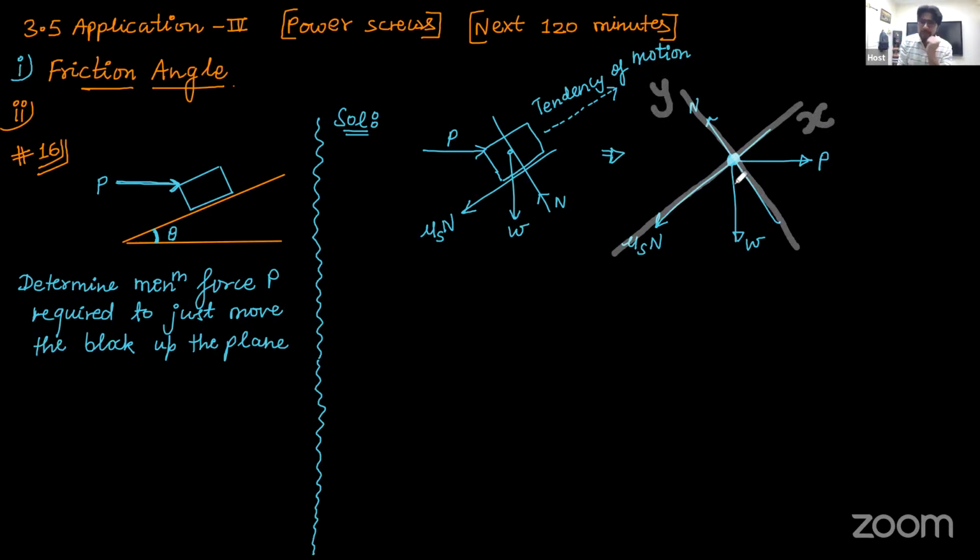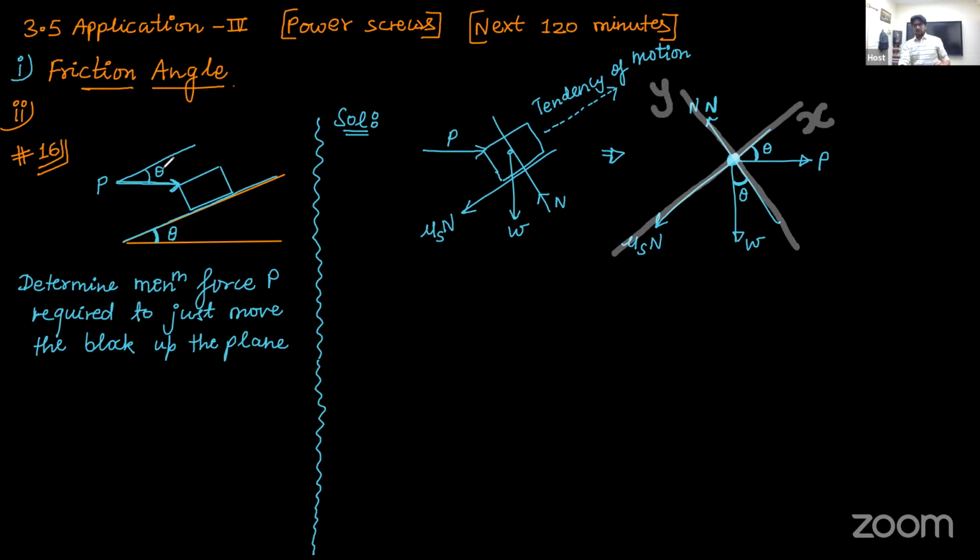W is making the same angle from normal reaction that the plane is making from horizontal. That means theta. And P is making theta from the direction of the plane because P is horizontal. That is actually very clear.